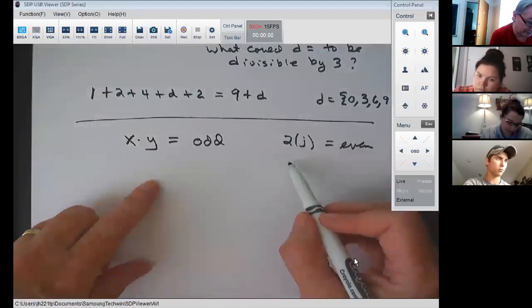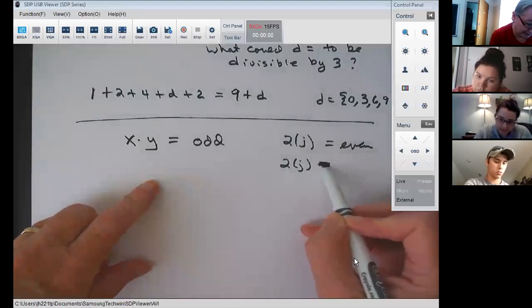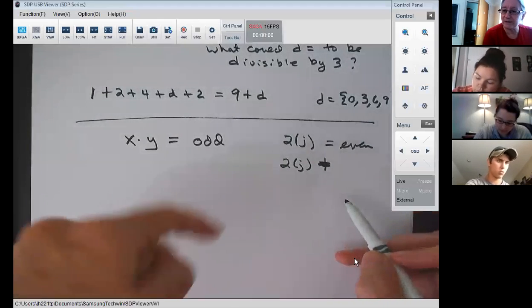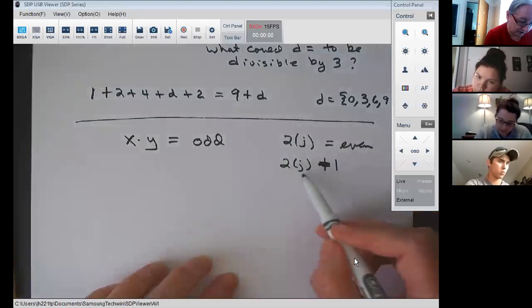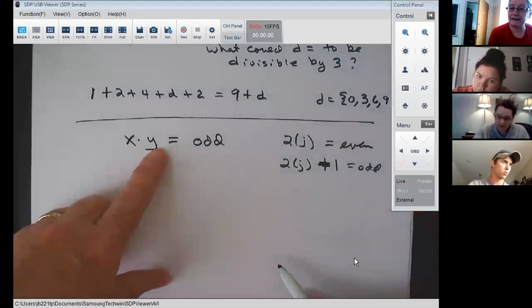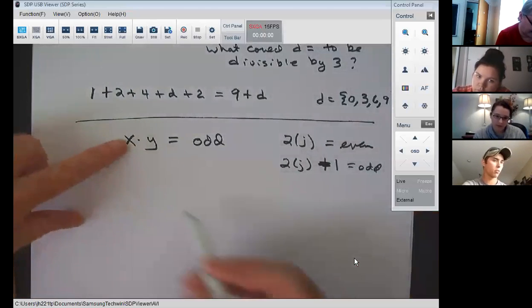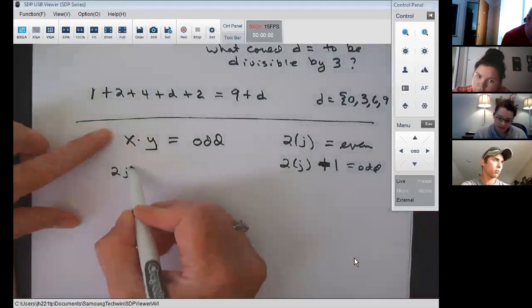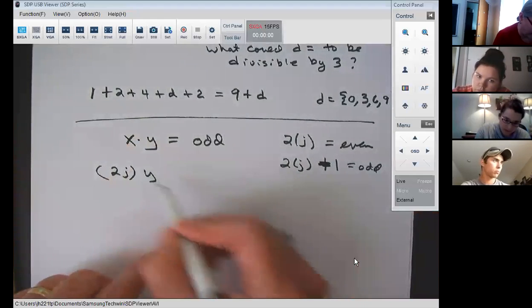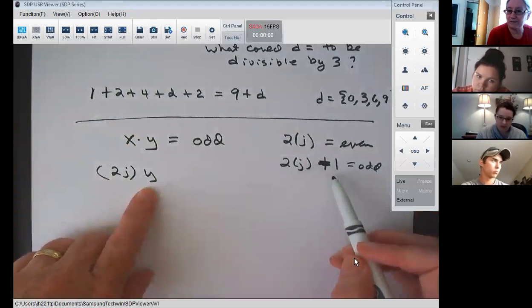And we can force something to be odd by adding 1 to that, because what that does is it jumps between the even numbers. So 2J plus 1 is odd. If you've got two numbers that are multiplying together to give you an odd number, if one of them is even, let's say that this x was 2j, then there's really nothing you could do to y to end up with this 2j plus 1. It just won't happen.